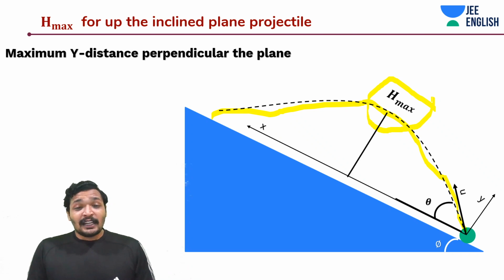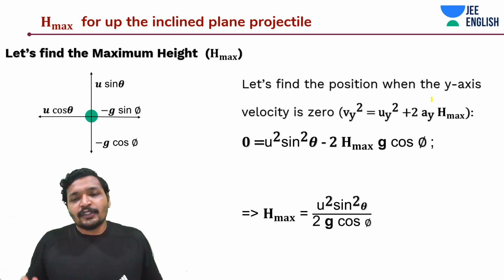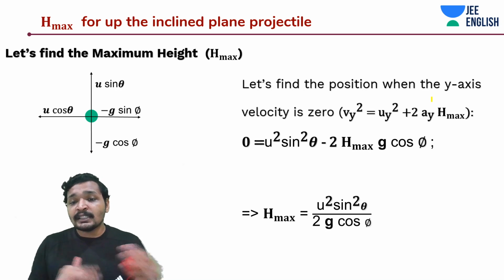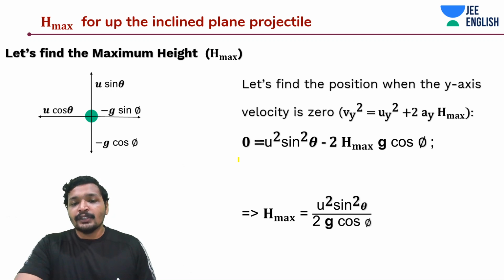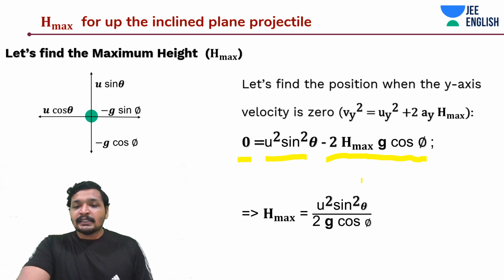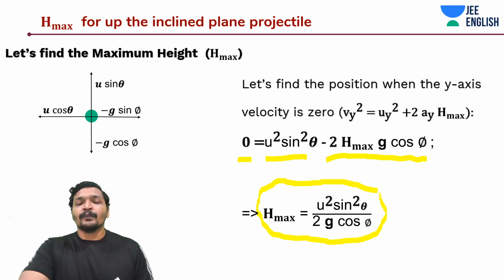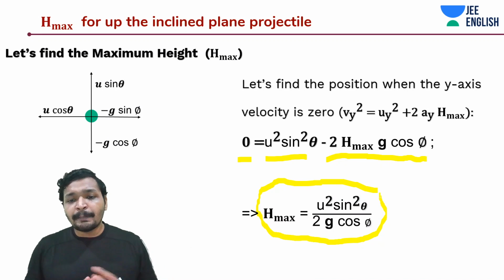Again, Newton's equation of motion comes to our relief. Really easy. So v squared is equal to u squared plus 2a, the same thing but along the y-axis. Now again you substitute g as minus g cos phi, and you would get 0 is equal to u squared sin squared theta minus 2 h max g cos phi. So that tells me h max is equal to u squared sin squared theta by 2g cos phi. So until now, for time of flight and h max, we have just replaced g with g cos phi.